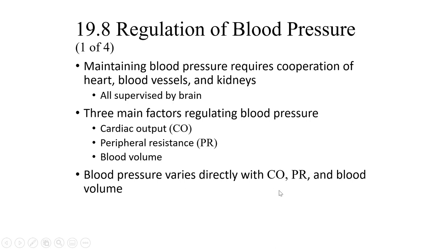Blood pressure varies directly with the cardiac output, with peripheral resistance, and the blood volume, which means if they vary directly, whenever one increases, the other one would increase. So when cardiac output is high, blood pressure is high. When peripheral resistance is high, then blood pressure is high. When the blood volume is big, then your blood pressure is high too. That's exactly what is meant by a direct relationship.